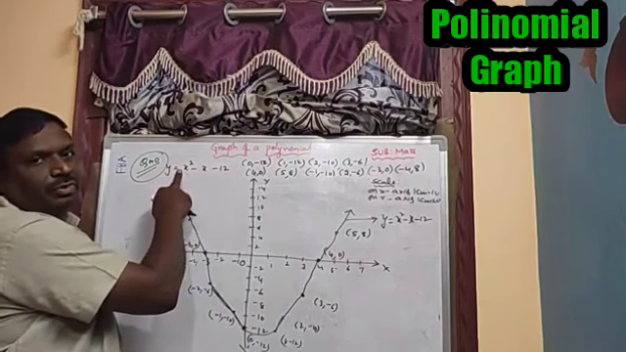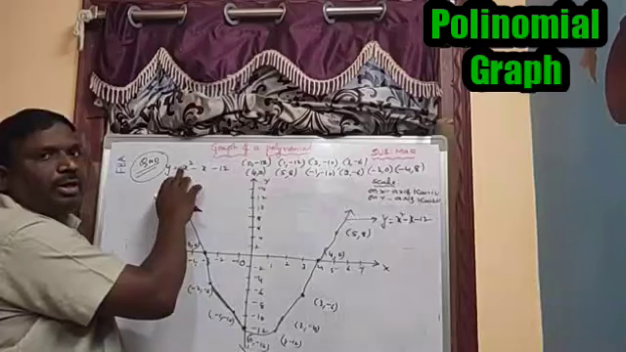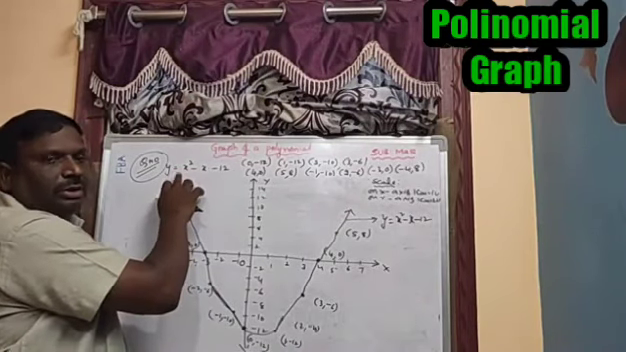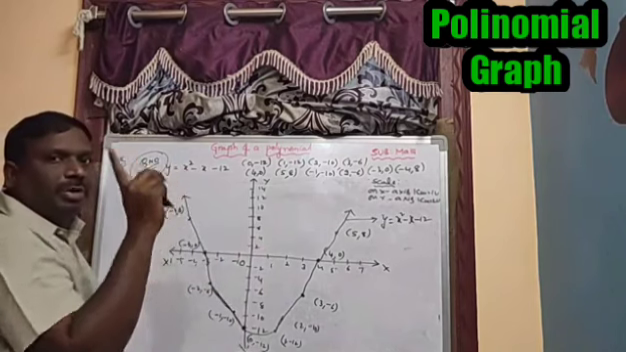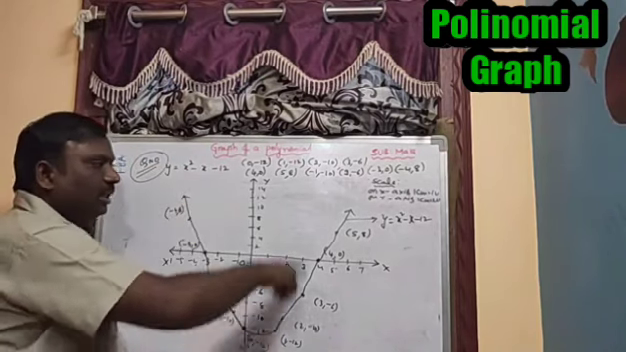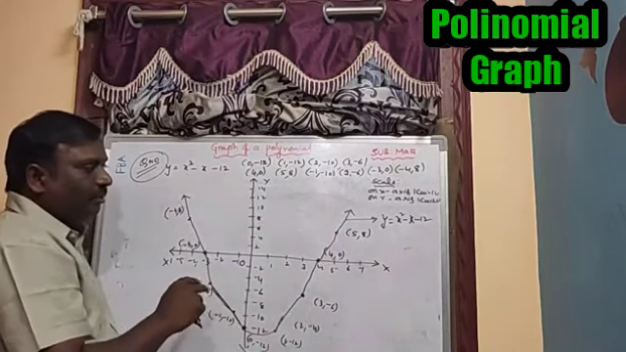A is negative here. When you take the general form of a quadratic polynomial, if A is positive, then it is an upward parabola. If A is negative, it is a downward parabola. Here the x square coefficient is positive, 1 is positive. That's why this is an upward parabola.